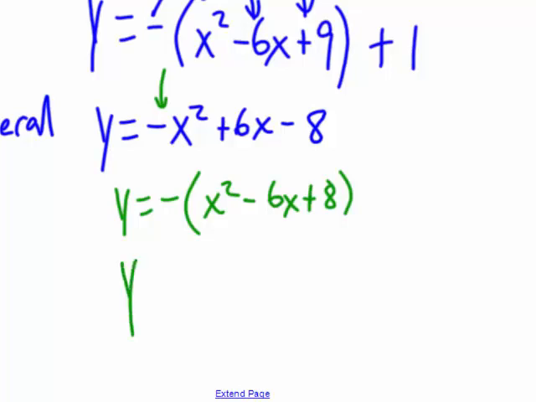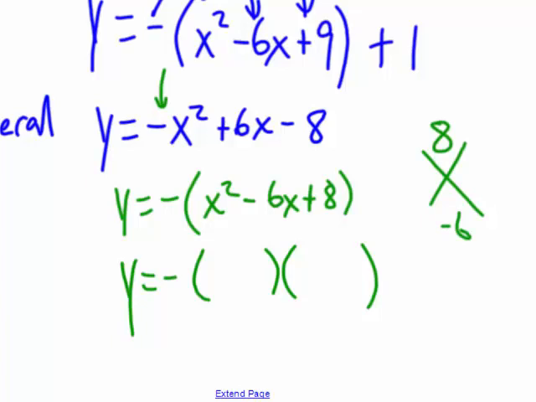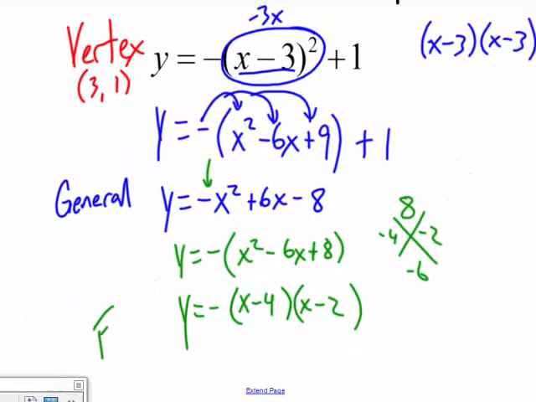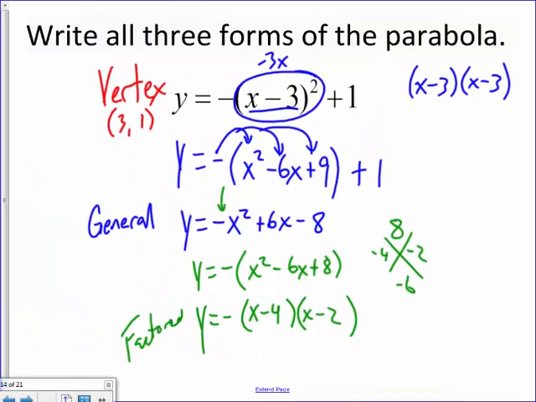And now that would break into a product of 2 binomials because I'm finding factors of 8 that add up to -6, which happen to be -4 and -2. So I'd have x minus 4 and x minus 2. So there's our factored form. Good, so there's all 3 forms.